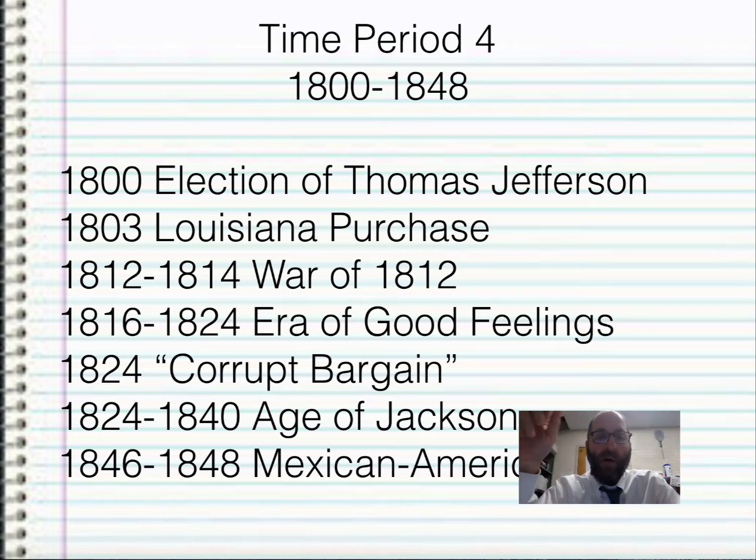Following the War of 1812 will be a short period called the Era of Good Feelings. This is when there was only one political party, this known as the Democratic Republicans. And that ended with a very controversial presidential election between four candidates in 1824 called the Corrupt Bargain.